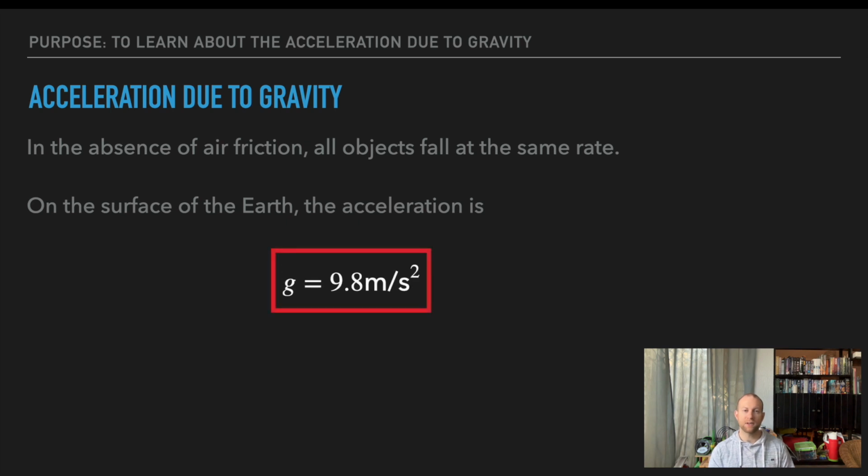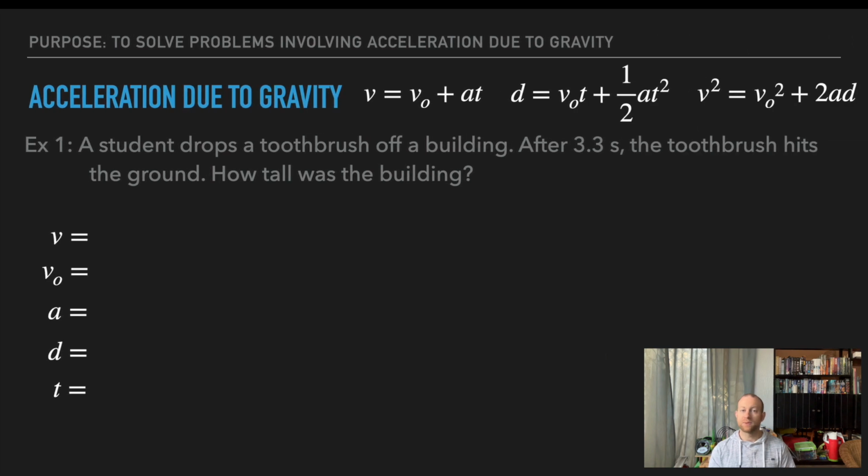On the surface of the Earth, it's 9.8. Now, technically, it's not exactly 9.8. It depends on where you are on the Earth, but this is the average acceleration on Earth. So really how we solve these equations is exactly the same as last class. The only thing that's different now is if something is falling or it's moving through the air, your acceleration is going to be negative 9.8, negative because it's going down.